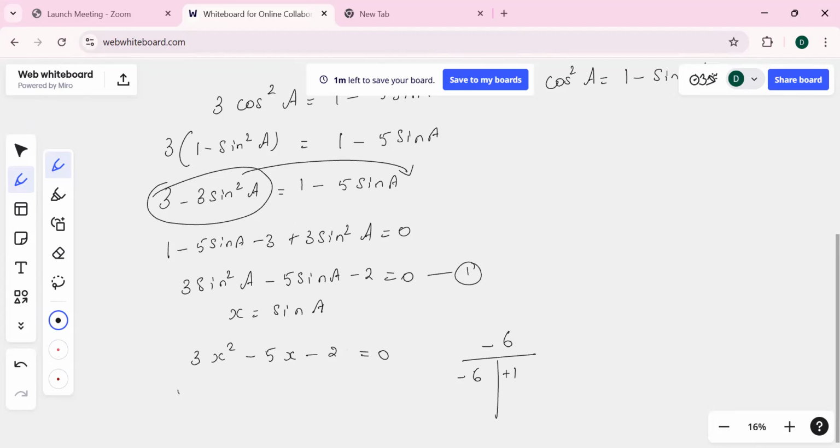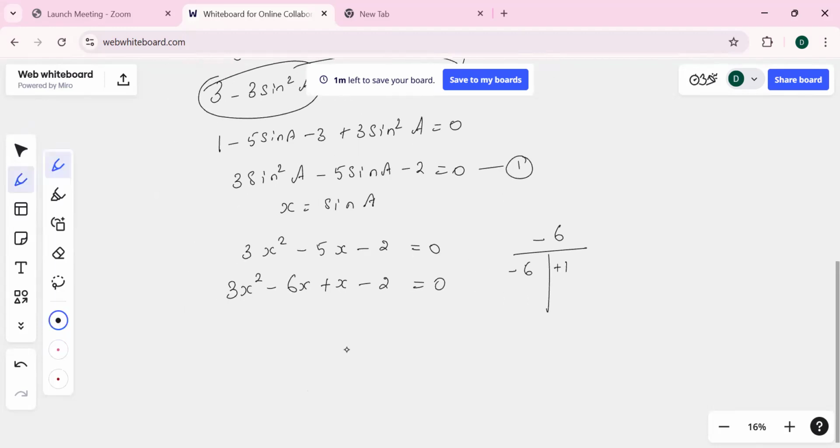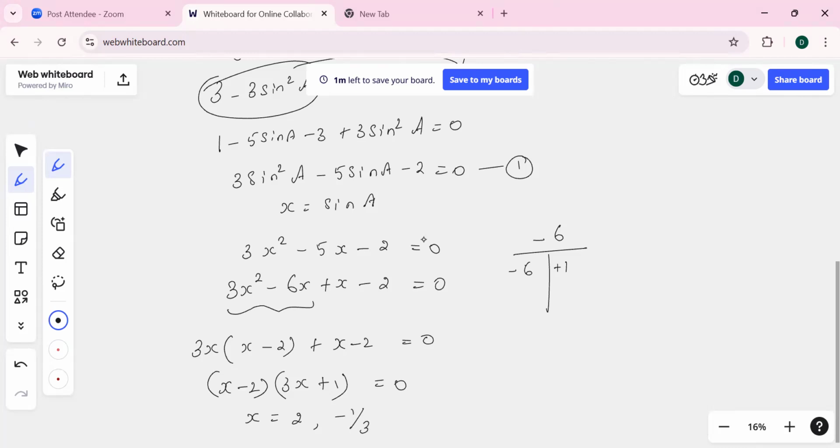We can split the middle term: 3x square minus 6x plus x minus 2 equals 0. From these two terms, I can take 3x out of it, which leaves x minus 2. Already we have x minus 2 here, so I can write x minus 2 times 3x plus 1 equals 0. Now we have the x values as 2 and minus 1 over 3.